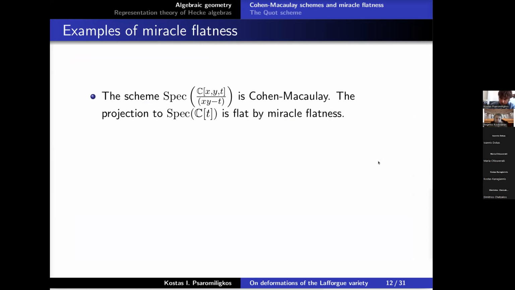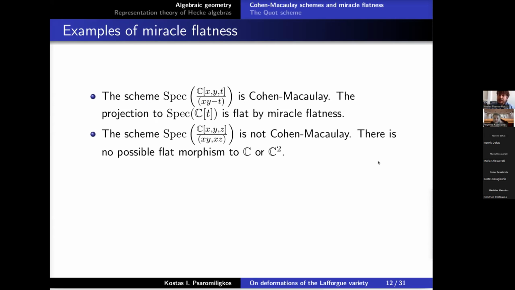Now, let me give some examples. Some notions in this talk are going to be somewhat abstract, so I will try to give examples for everything. The scheme that we saw before is Cohen-Macaulay. We just took a polynomial ring and cut it off with one equation, so we do expect this to be a Cohen-Macaulay ring. And the projection to the affine line we saw before is flat by miracle flatness, if nothing else. It's also easy to show directly, but you can just apply miracle flatness.